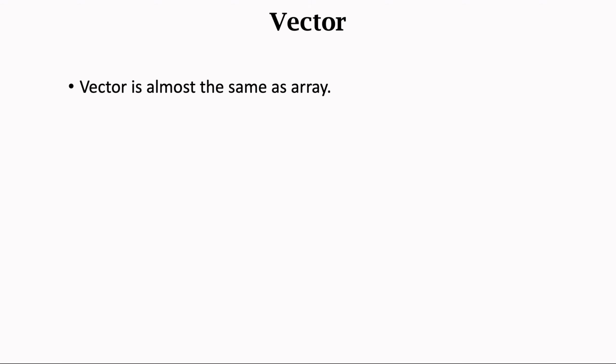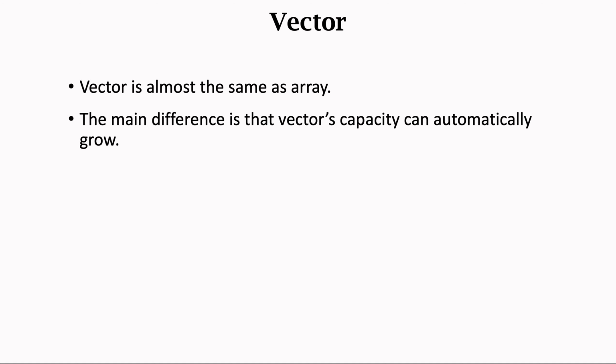The second data structure I'm going to introduce is vector. Vector is almost the same as array. Vector is actually array with a wrap. The main difference from array is that vector's capacity can automatically grow. In contrast, the size of an array is fixed.